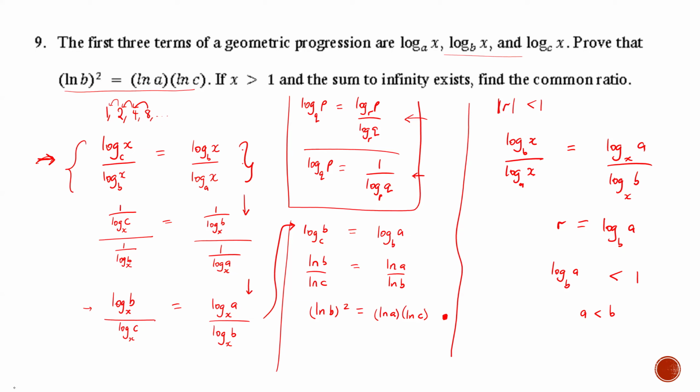It's really not a difficult part of this question. This is the common ratio right here, and this condition of a being less than b is imposed by the fact that the sum to infinity exists. Are there any questions on this?